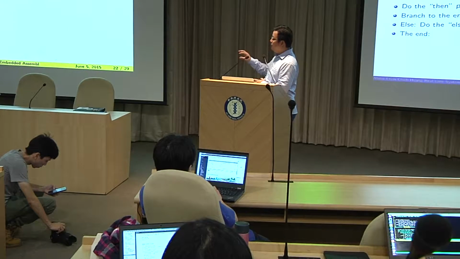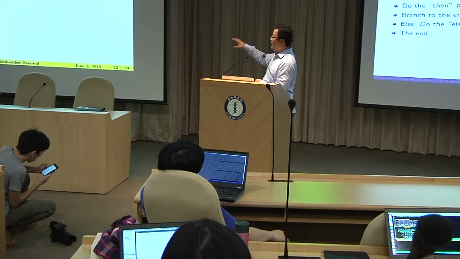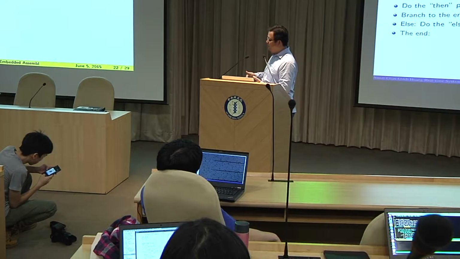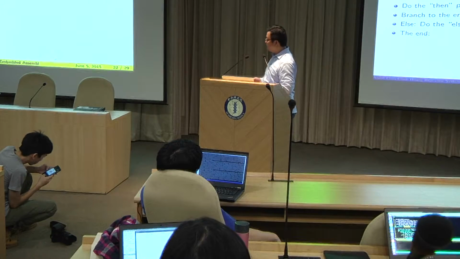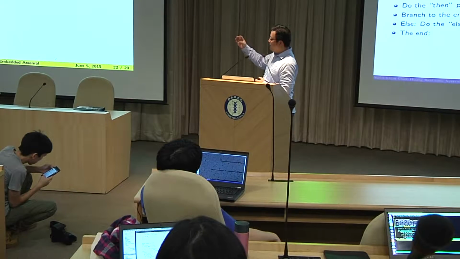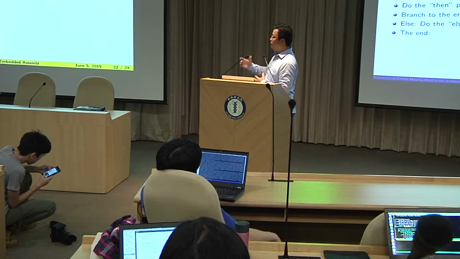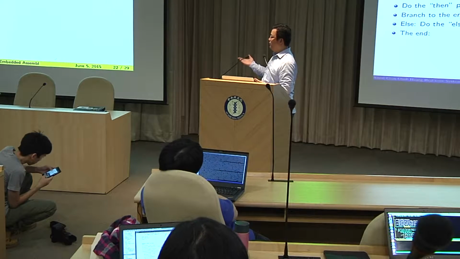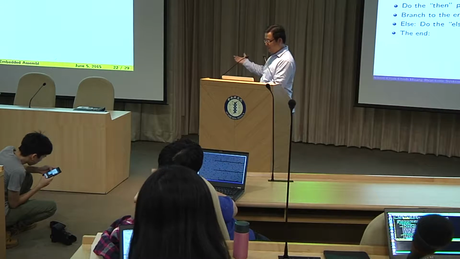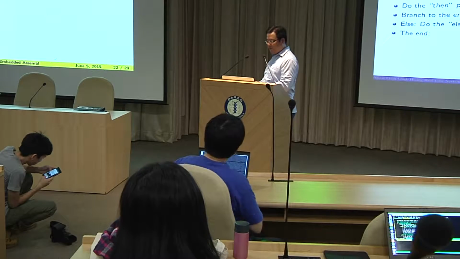I'll just illustrate some of them. Like if-then-else, we just do a bit test flag and branch to the else part if the bit is clear or set, it's up to you. And do the then part. If the then part is finished, just branch to the end. Then the else part, just do the else part. This is if-then-else in assembly, but I didn't specify any architecture.